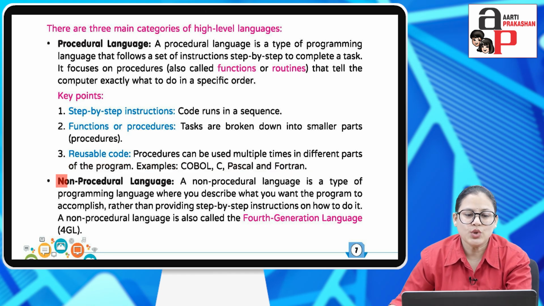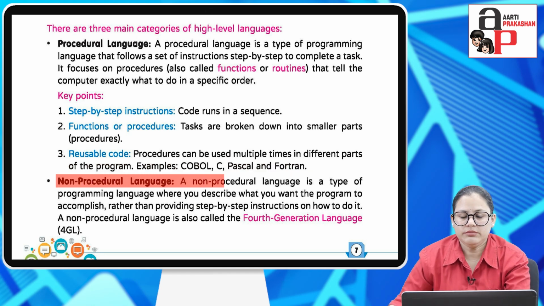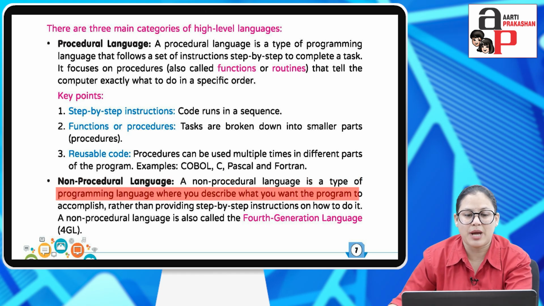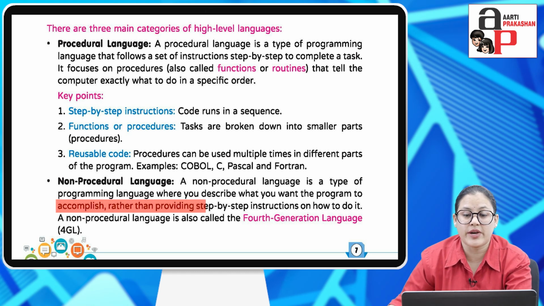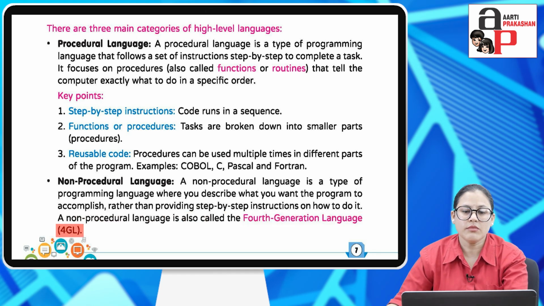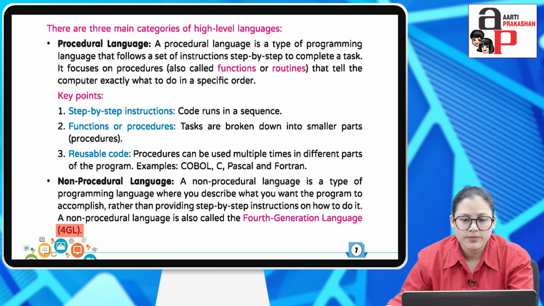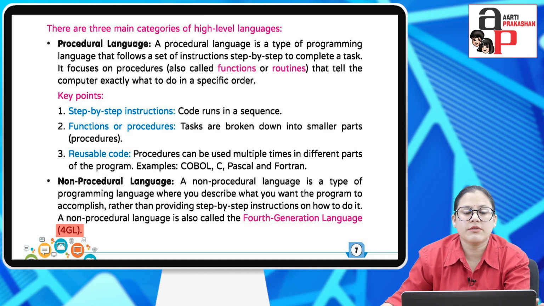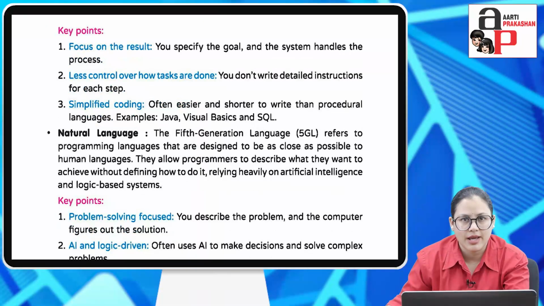Next, non-procedural language. A non-procedural language is a type of programming language where you describe what you want the program to accomplish rather than providing step-by-step instructions on how to do it. A non-procedural language is also called the fourth generation language, that is 4GL. So in this type of language, step-by-step instruction is not needed.